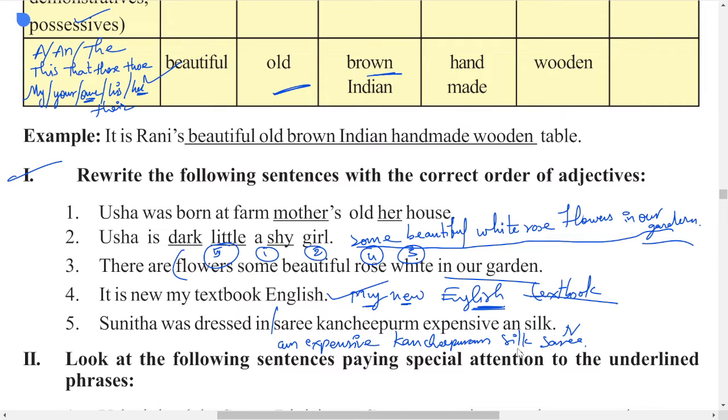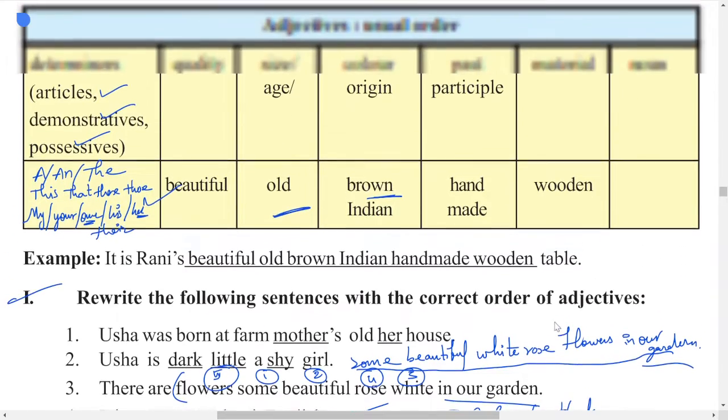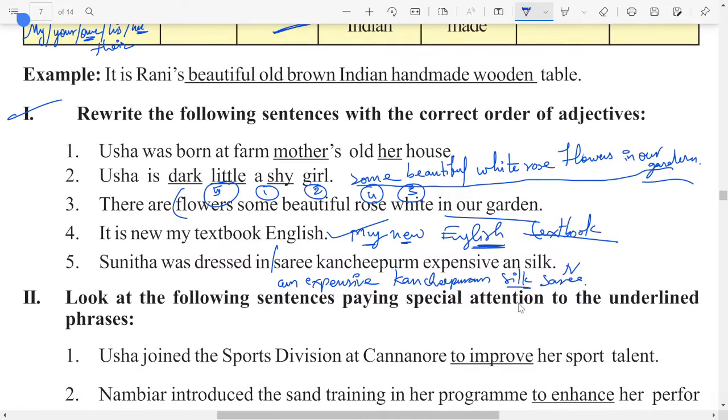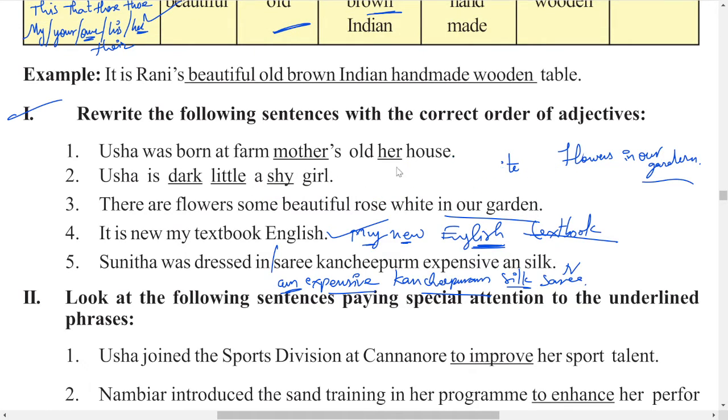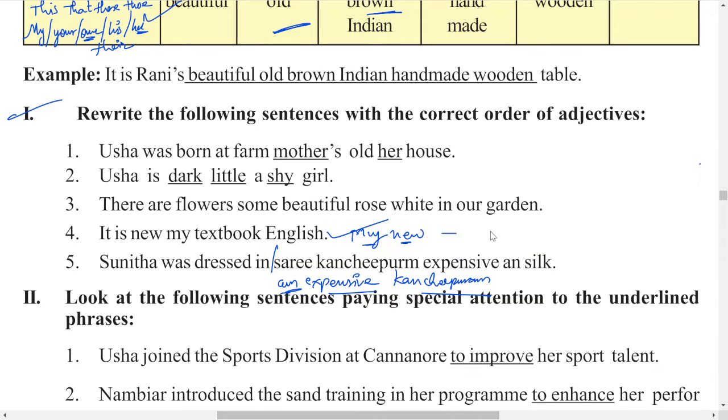Okay, sari is the noun. Silk, here you can see, is a kind of material. Next one, Kanchipuram is place. Again, expensive is quality, and the article an is used in the beginning. So an expensive Kanchipuram silk sari, this must be the reorder in this case. So once note down this order. If you want, you can pause the video for a while and note down those orders. Okay, I see most of you are asking me for these answers, so please take a note of this.